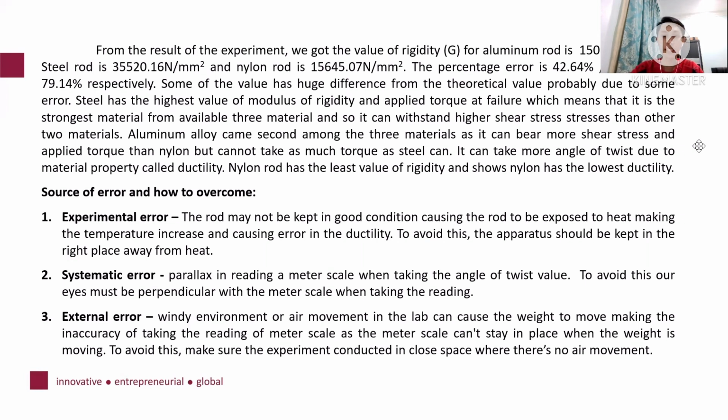And the last one is external error, which is a windy environment or air movement in the lab that can cause the weight to move, making the reading of the meter scale inaccurate, as the meter scale cannot stay in place when the weight is moving. To avoid this, make sure that the experiment is conducted in a closed space where there is no air movement or windy environment. I think that's all from me.